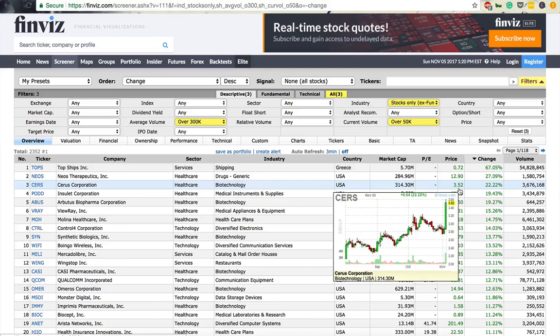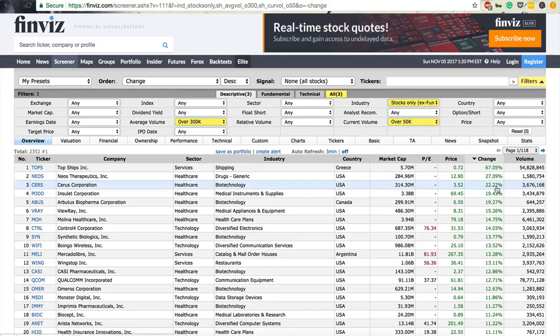So this one's perfect right here. CERS, like $3.52. That's around my price range with a 22% gap up. That's perfect for me, and it has volume. So this is like the stock that I would add to my watch list right away.